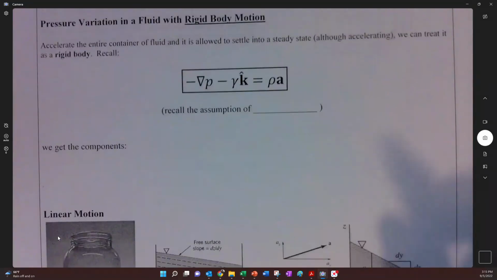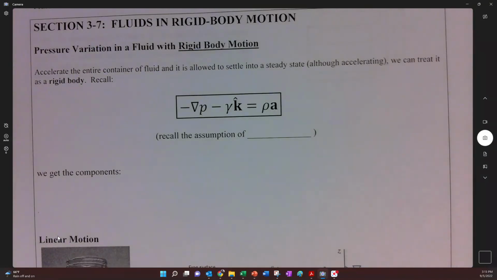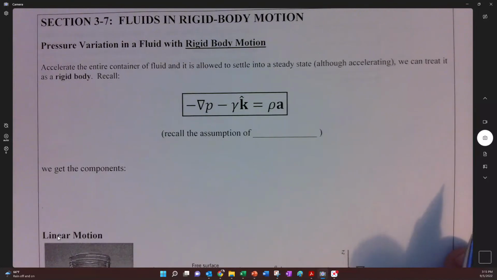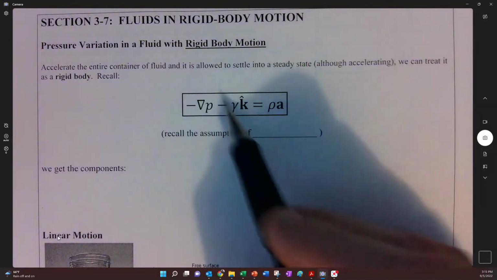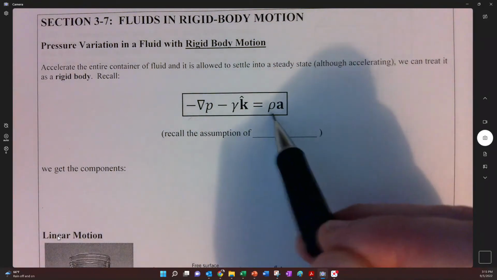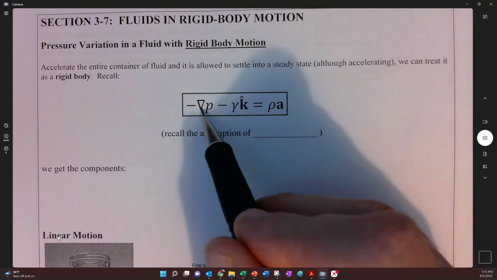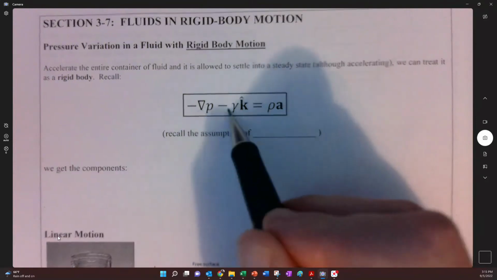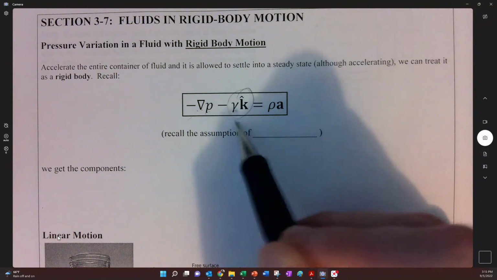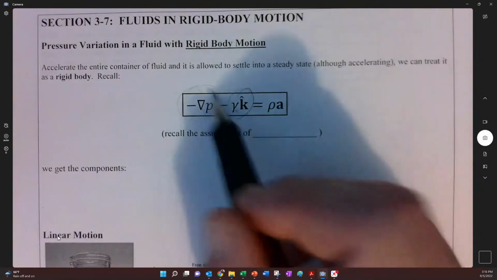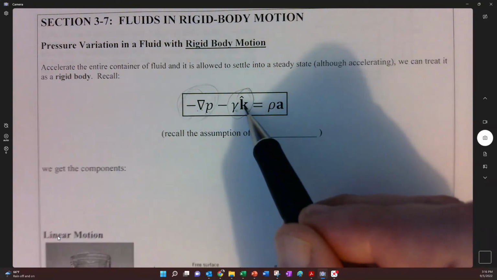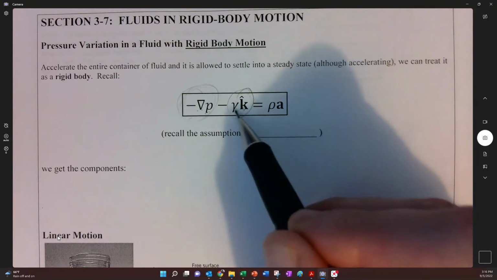So we'll do a little bit of hand waving here, and this is section 3.7 in the book, and I think I'm pretty close to what they have inside here. So we accelerate. Now recall that we had this general equation, right? Where we had the pressure gradient and minus the specific weight. This is a pressure gradient that's happening in all x, y, and z, but this one is only happening in the vertical direction, z, here.